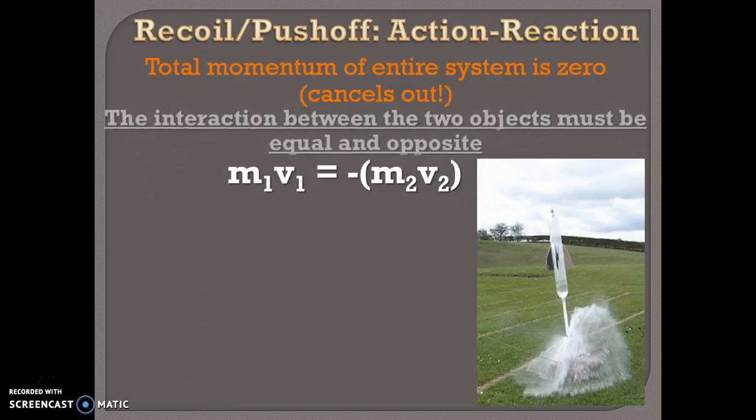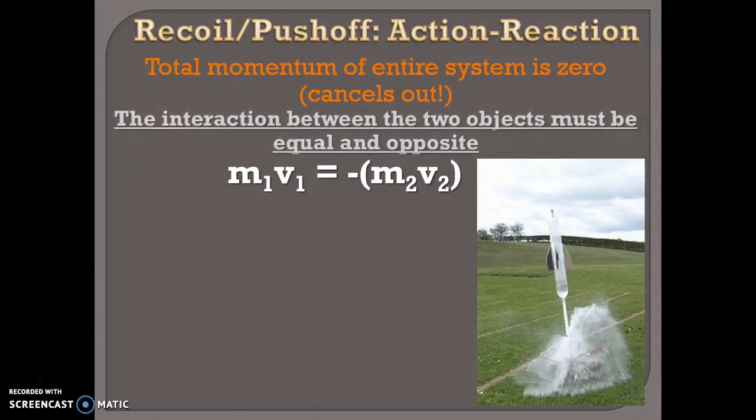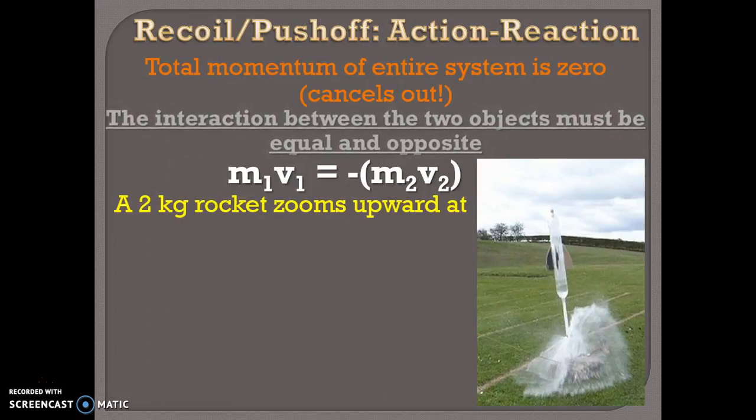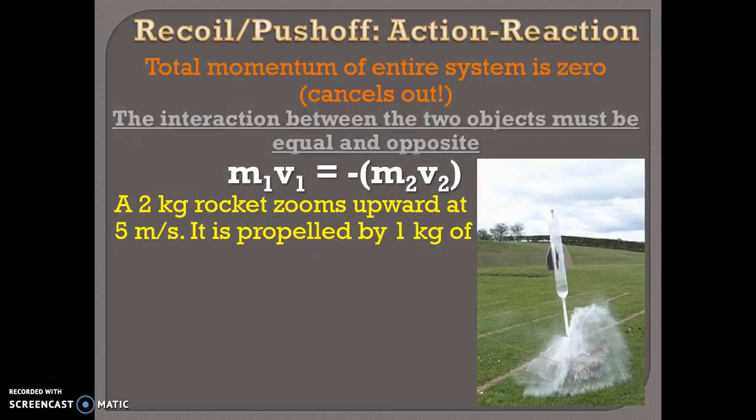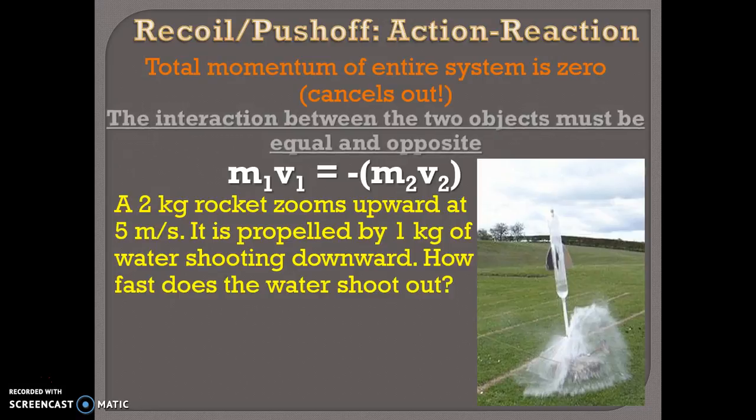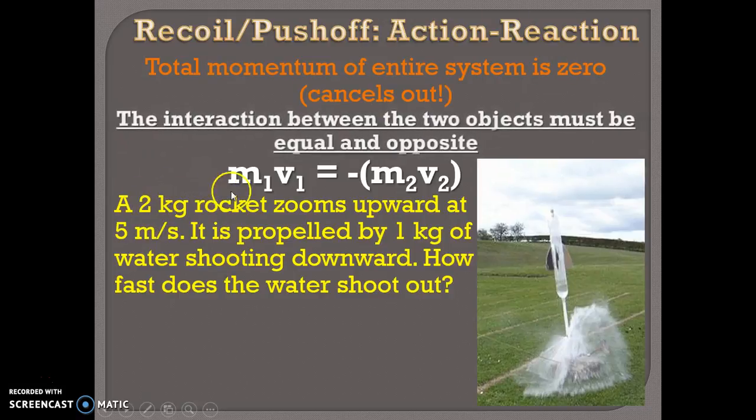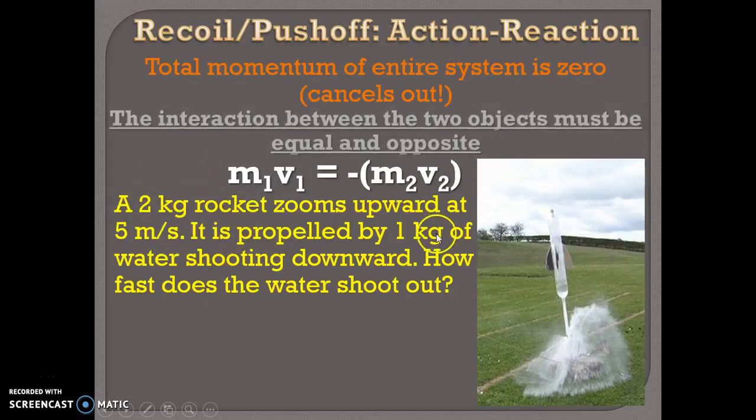The last example on the class practice says, a 2 kilogram rocket zooms upward at 5 meters per second. It's propelled by 1 kilogram of water shooting downward. How fast does the water shoot out downward to propel this rocket? So we have a 2 kilogram rocket going 5 meters per second, but we only have 1 kilogram of water that is powering it. We only have half as much water to power the motion of that rocket.